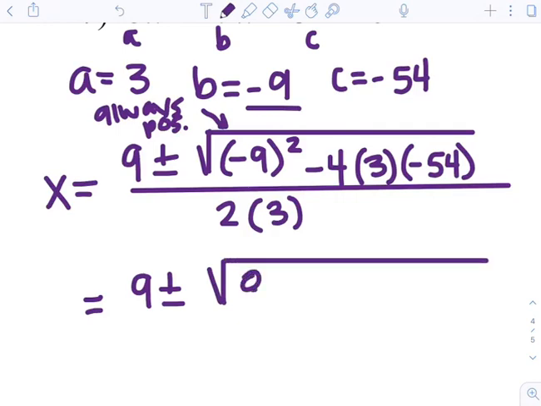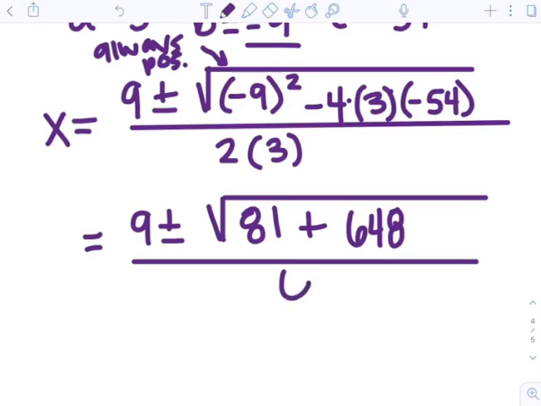So -9 times -9, that's +81. And then you're multiplying -4 times 3 times -54. Now, a lot of people try to distribute the -4. Please do not do that. You're literally just multiplying those three numbers together, and it doesn't matter what order you do it in. So I'm going to do -4 times 3 times -54, and I get positive 648.